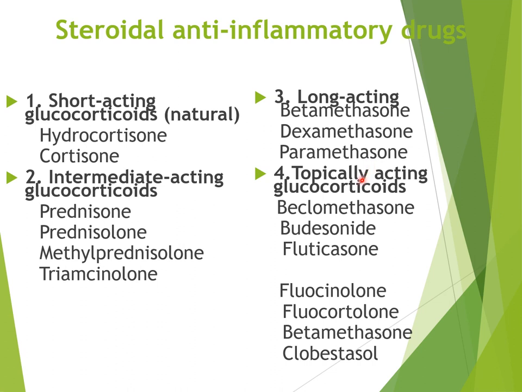Topically acting glucocorticoids, I want to tell you that we can divide this group of drugs into two. Drugs for inhaled glucocorticoids: beclomethasone, budesonide, fluticasone. Also, triamcinolone can be used as an inhaled glucocorticoid. And drugs which are used topically on skin in cream: fluocinolone, fluocortisone, betamethasone, clobetasol.